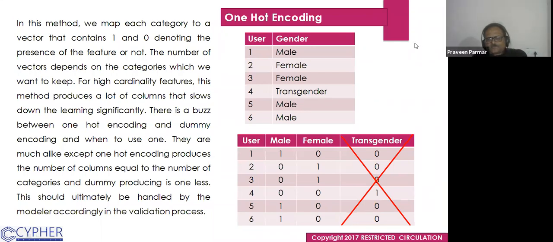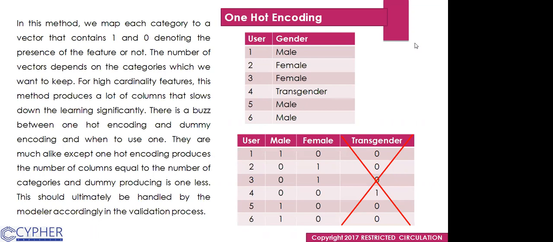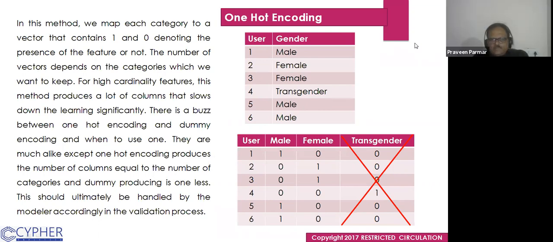What happens? Here we have only three, and there is a transgender. Suppose there is something other than male, female, and transgender. We are taking the names of cities, suppose. So we have five cities, and out of five, we will consider only four. The one we leave out we will use as a reference or the base category.